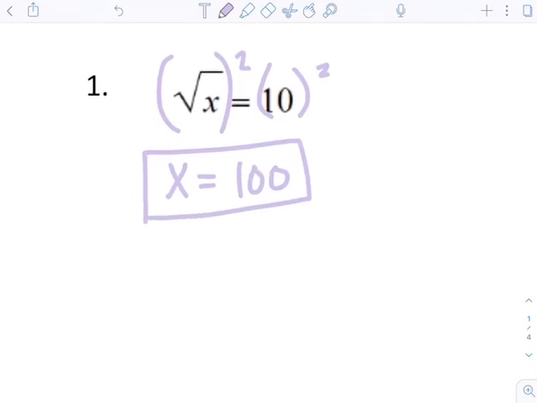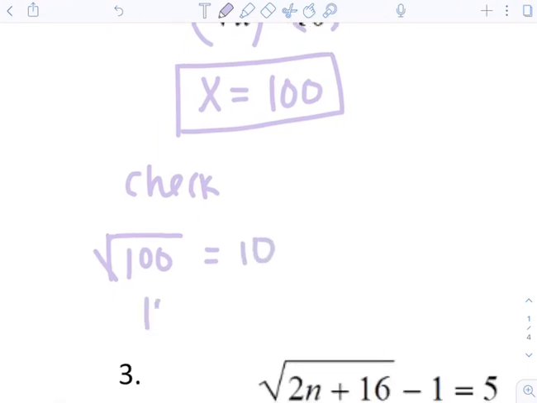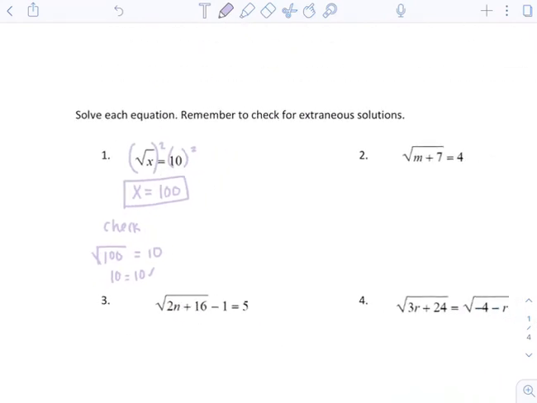What I mean by check is to just plug x into your square root. So instead of x, I'm going to put 100. Does the square root of 100 equal 10? Yes. So x equals 100 is my answer. Now, you don't have to do that every time. I'm going to teach you a quick trick so you don't have to actually check and plug it in every single time. And I'll show you how to do that in number 2.